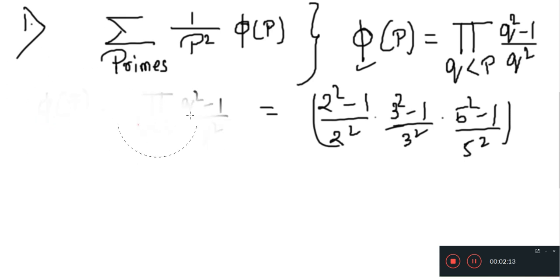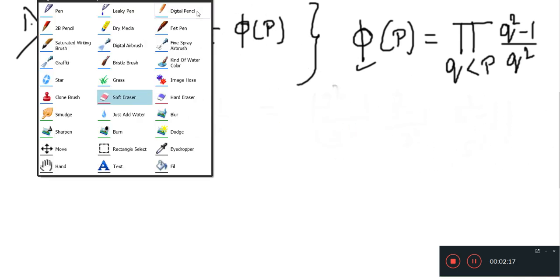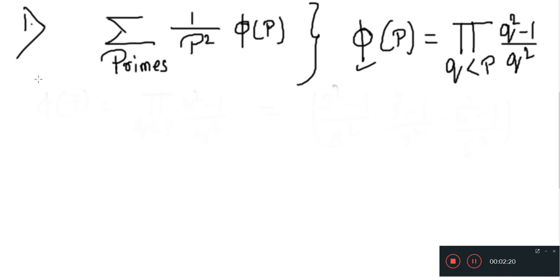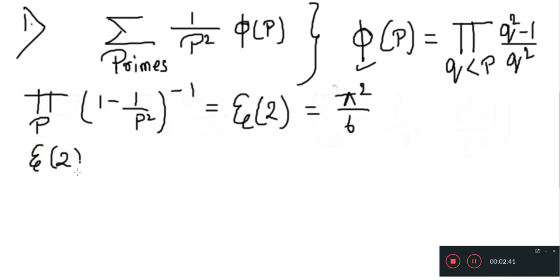Okay, so I'm just raising the example. Now this thing I have already taught on my channel, that the product over the primes of 1 minus 1 by p square, whole inverse, is equal to zeta of 2. Zeta of 2 refers to the Riemann zeta function at the argument 2, which indeed equals pi square by 6. We all know the Riemann zeta function at the value 2 is basically the sum of the reciprocals of the squares of the natural numbers, right?